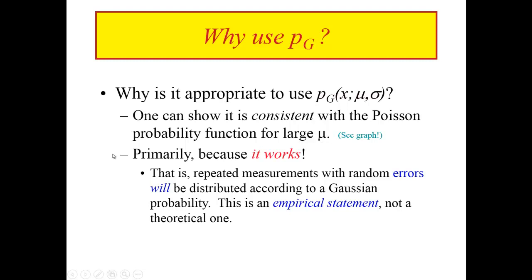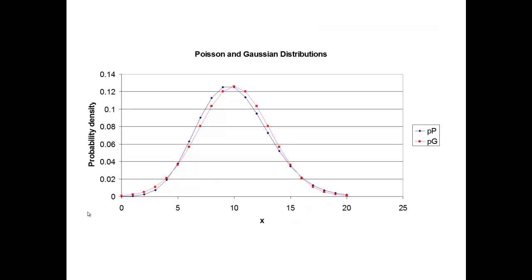But an even more compelling reason to use the Gaussian distribution function is basically because it works. If we do lots and lots of measurements of a quantity where the only errors involved are random errors, we can show that we can draw a Gaussian curve through the histogram that represents the collection of all those measurements. So it's really justified empirically, primarily because it works. Here, for example, is the plot of a Poisson and a Gaussian distribution function overlaid on top of each other for a mean value of 10.